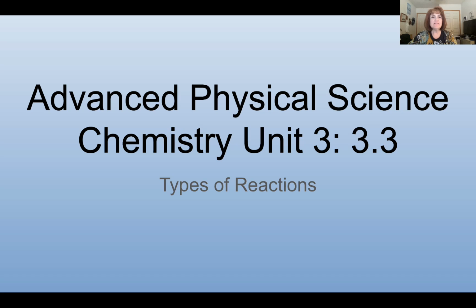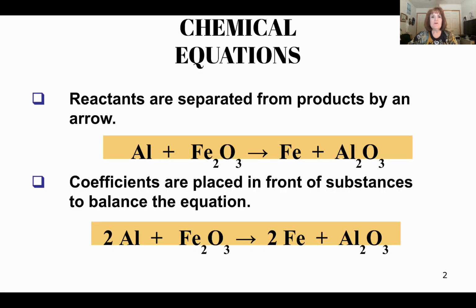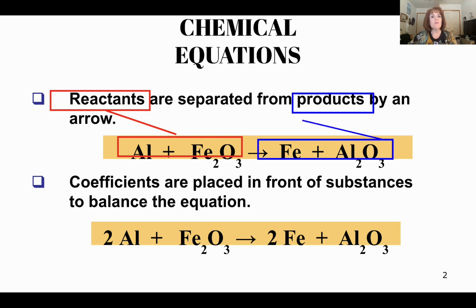Advanced Physical Science. This is Chemistry, Unit 3, 3.3 on types of reactions. First of all, chemical reactions. Let's talk about some terminology. The reactants are separated from the products by an arrow. So that means that the reactants are everything on the left-hand side of the arrow, and the products are everything on the right-hand side of the arrow.